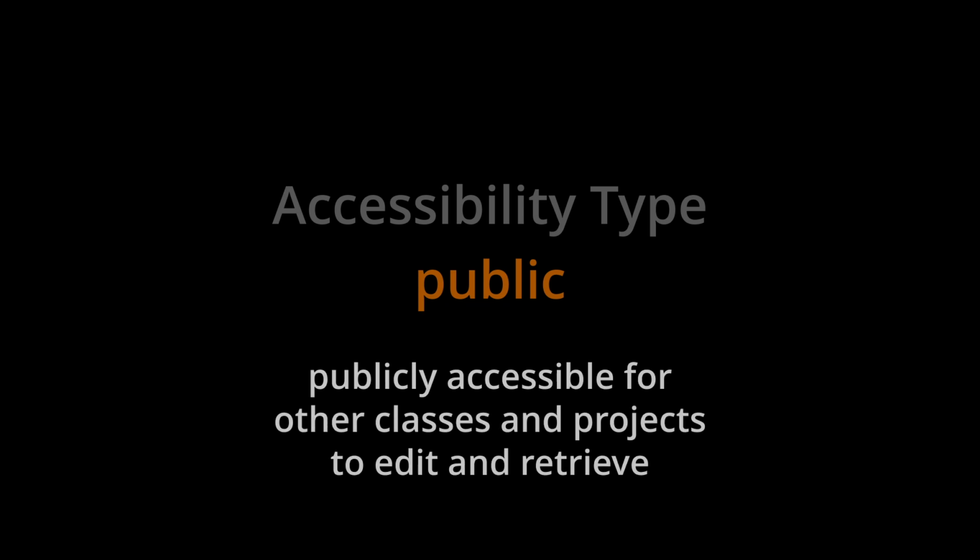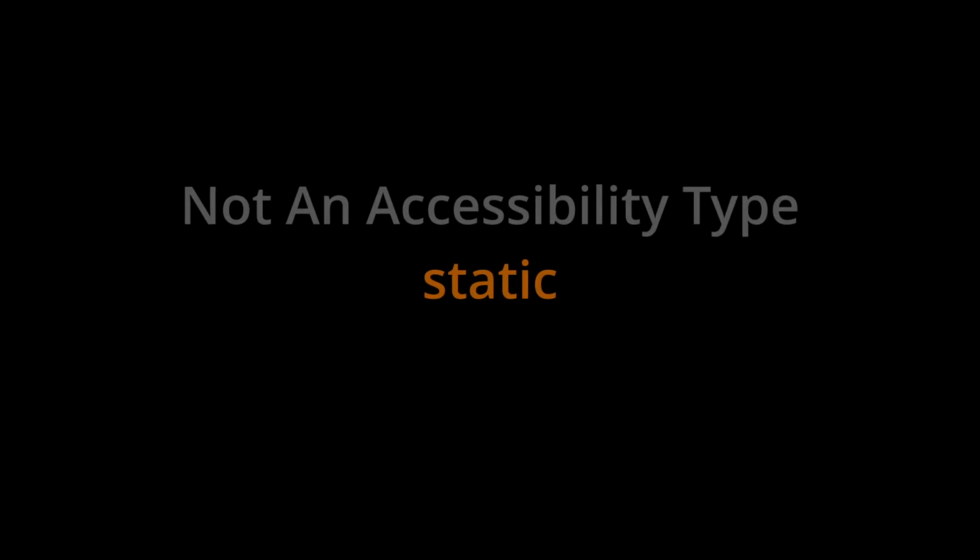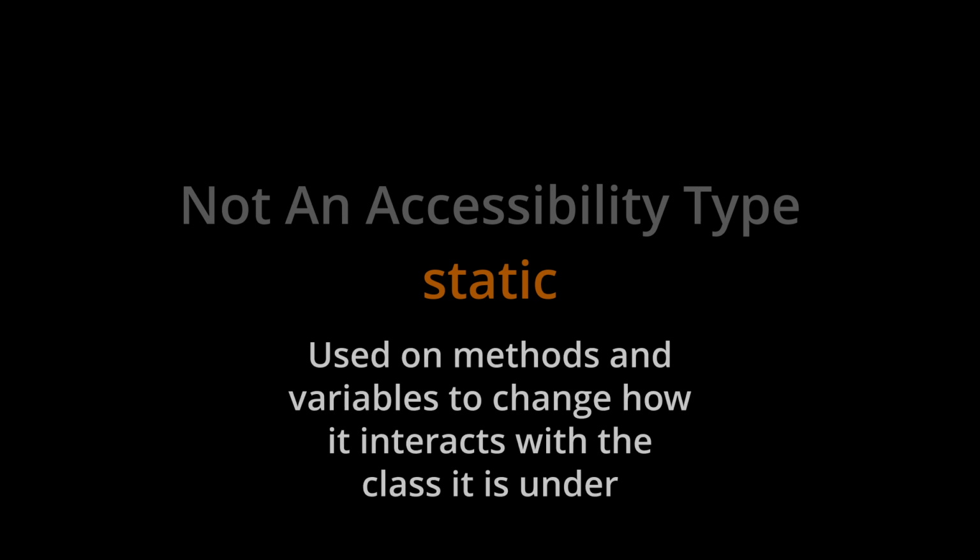The public modifier is an access modifier. It means that these methods and variables are accessible from other classes and programs. The static modifier is a non-access modifier. This is used on variables and methods in order to change a certain aspect of it. We'll cover that more in classes.